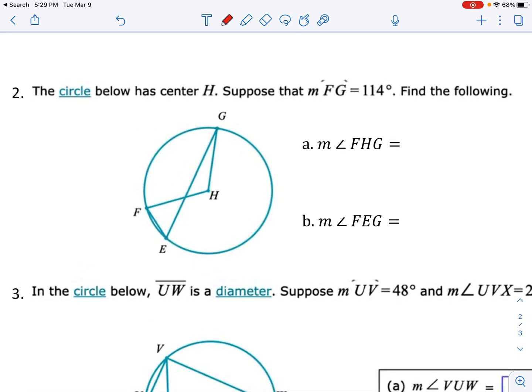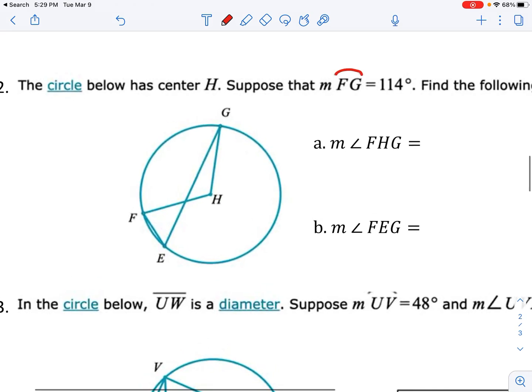It says, suppose in the circle below, arc FG is 114. So that goes from here to there. What does it want? It wants the angle FHG, which would be this angle right there. Since that's the center, I would have to assume that that's going to be the same, 114. And then it says FEG.